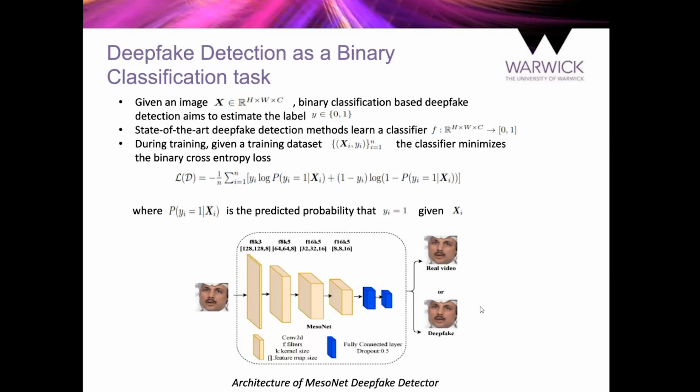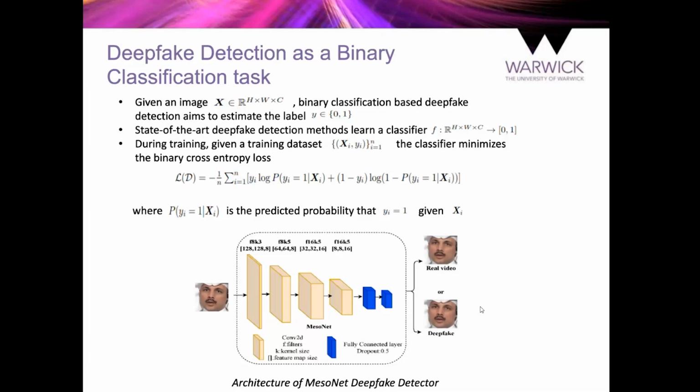The way that we train this classifier is, given a training data set of images and their corresponding labels, the classifier aims to minimize the binary cross entropy loss, which is given down here. And the probability inside the log is the probability predicted by the model that the input image is real.